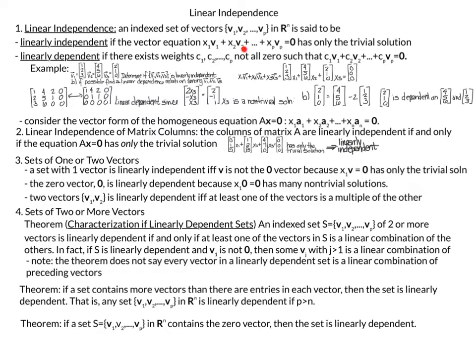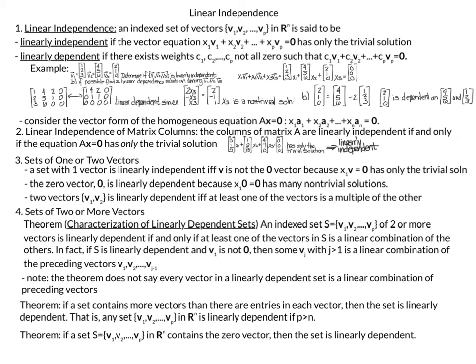Looking at this vector equation form, we can look at the matrix form of this. So we take the columns v1, v2, up to vp, and we make a matrix A, and we take the coefficients x1, x2 up to xp, and we make the vector x, and then we set it equal to the 0 vector. So now, the columns of matrix A are linearly independent if and only if the equation Ax equals 0 has only the trivial solution.